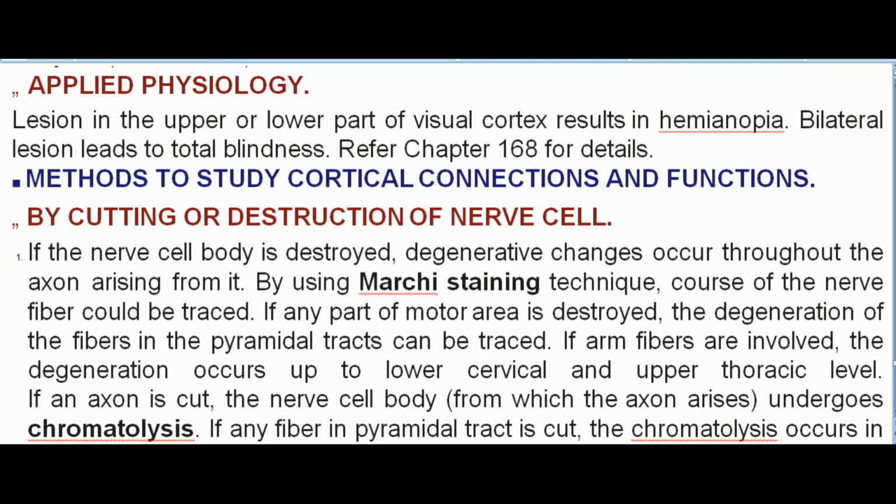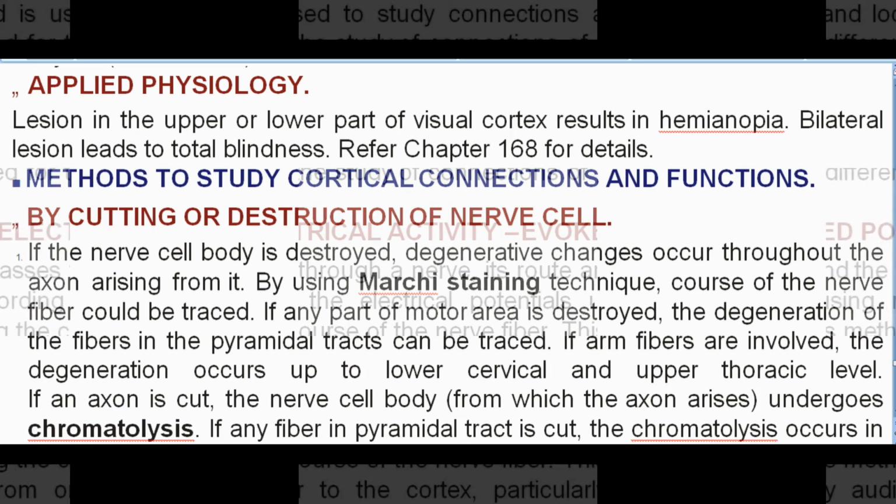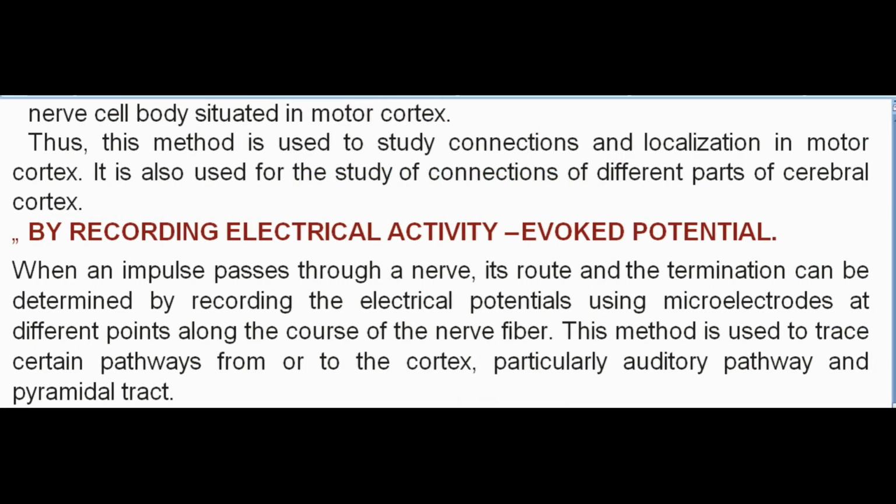If an axon is cut, the nerve cell body, from which the axon arises, undergoes chromatolysis. If any fiber in pyramidal tract is cut, the chromatolysis occurs in nerve cell body situated in motor cortex. Thus, this method is used to study connections and localization in motor cortex. It is also used for the study of connections of different parts of cerebral cortex.